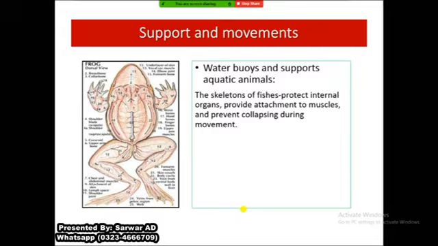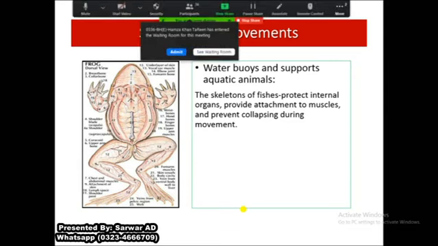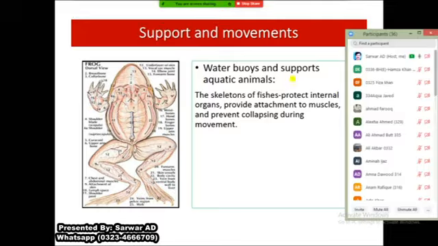The skeleton of fishes protects internal organs. This is the main benefit or major function of the skeletal system of any organism: to protect the internal organs and provide attachment to the muscles. Organisms need both skeleton or bones and muscles at once. The skeleton of fishes generally provides attachment to the muscles and prevents collapsing during movement.